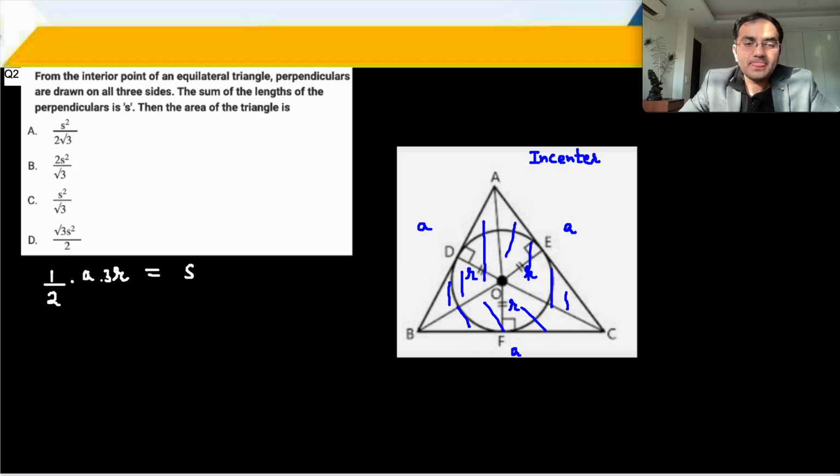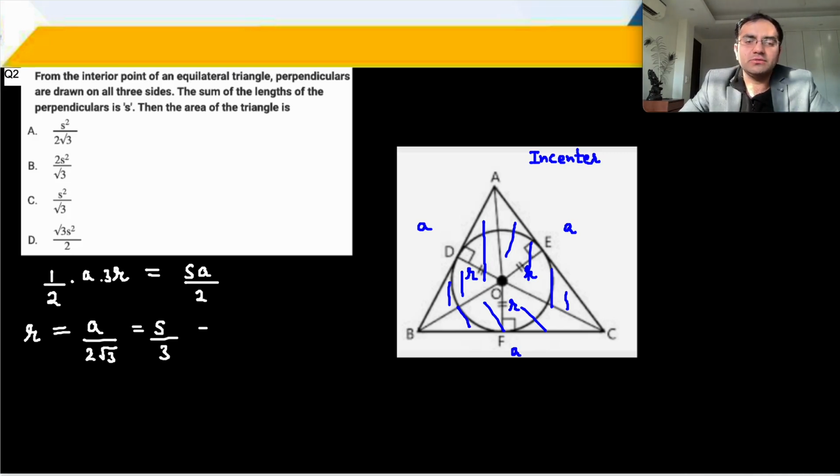ठीक है, so now 3r की जगह s रख दो and a upon 2. Now I need a in terms of s, right? And what is a? a is the side, and the inradius small r का formula in an equilateral triangle is known to us. That formula by memory, or as mentioned in the classes, is side of triangle divided by 2 root 3, and small r is of course what? 3r is s, so r is s upon 3.